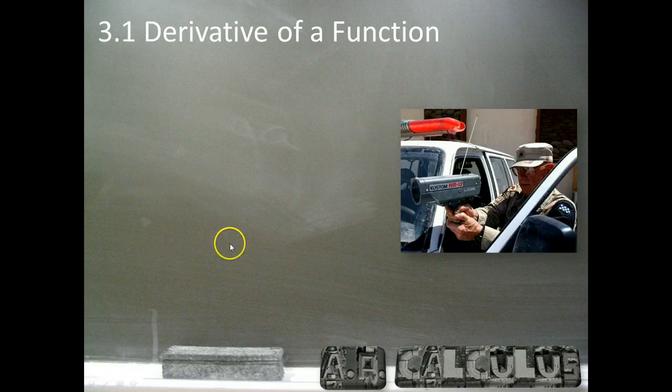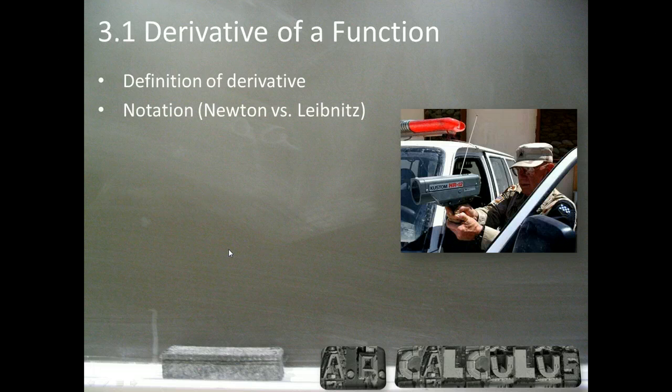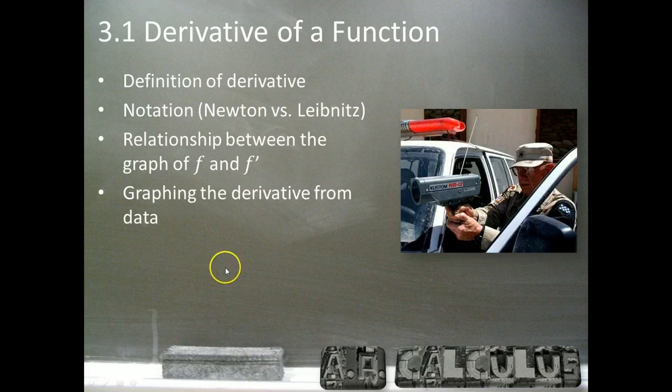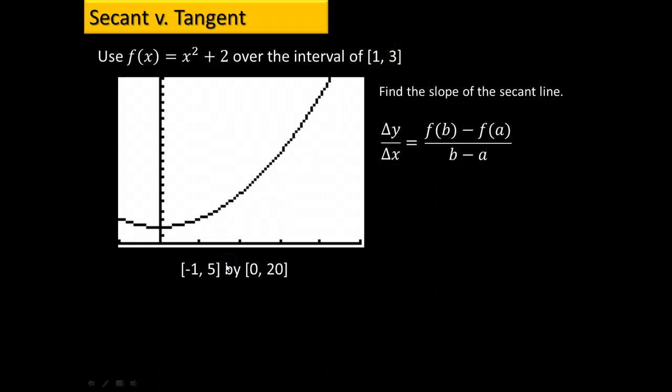Okay, so here's what we are going to be looking at in Section 3.1. First, we're going to define the derivative. Then we're going to talk about two different types of notation, Newton versus Leibniz. We are going to see the relationship between the graph of our original function and f prime, which is the derivative of that function. We're also going to try to graph the derivative from some data, and we're going to look at one-sided derivatives.